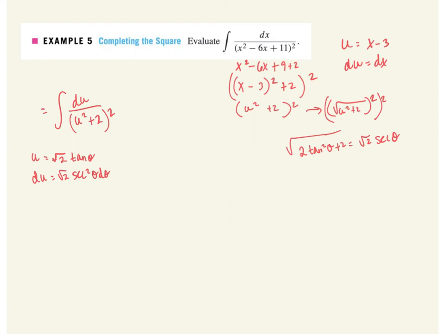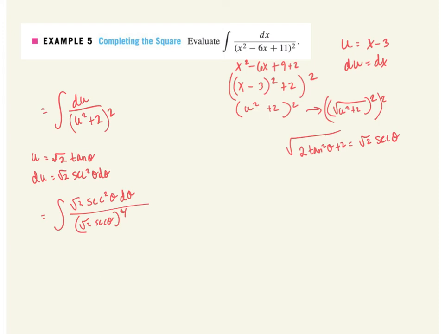Okay. So finally I can actually do my substitution, and I'm going to have, for my du up top, root 2 secant squared theta d theta. Down below, my u squared plus 2 is equivalent to root 2 secant theta to the 4th power, right? We squared the square root, and then there was already the square in there. So that's the part that I think the book kind of jumped over, the 4th power. Where does that come from?